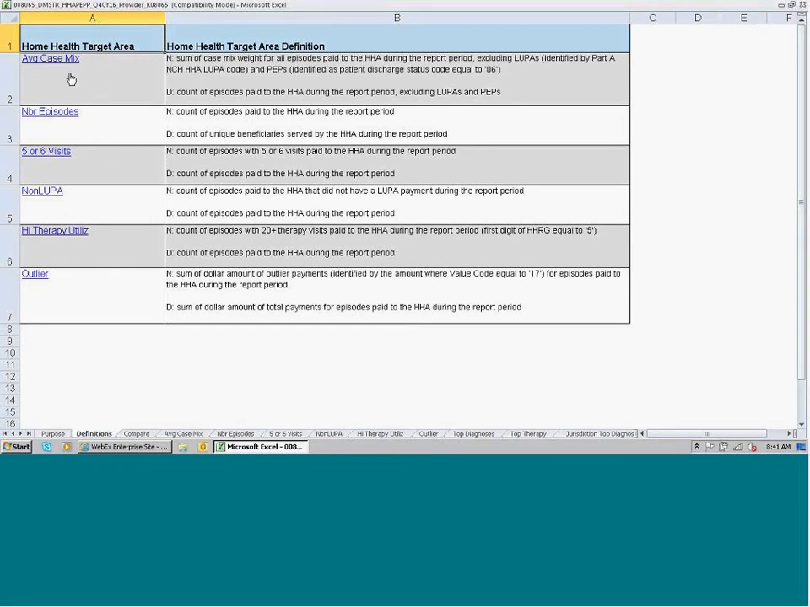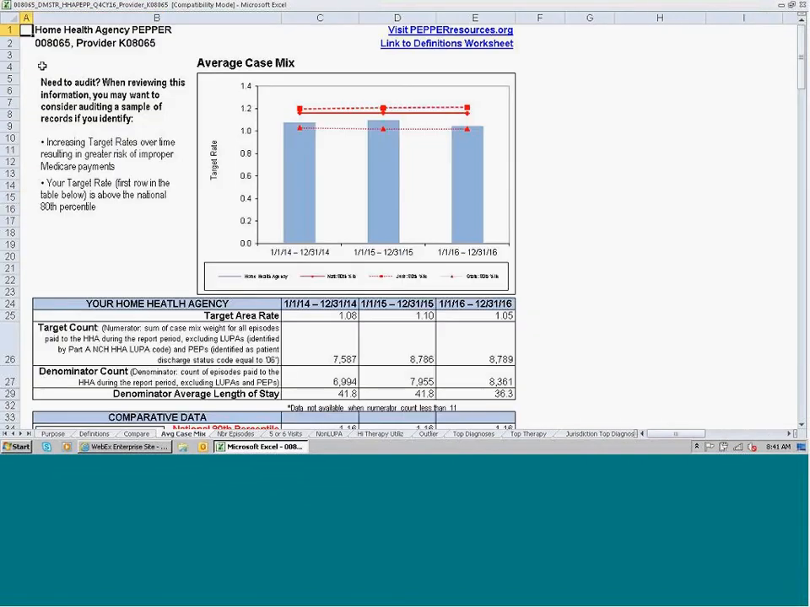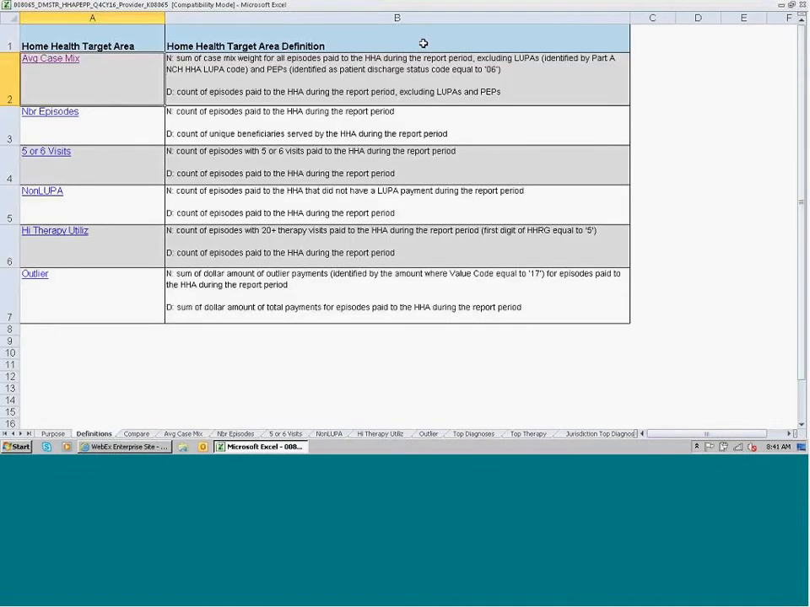We also added, a few years ago, hyperlinks on this page. So for example, if you want to go to the average case mix target area report, you simply click here and it brings you to the average case mix report. If you want to go back to the definitions worksheet, you simply click here and you are brought back to the definitions worksheet. Just a little navigational tool to help you get along better in the PEPPER.